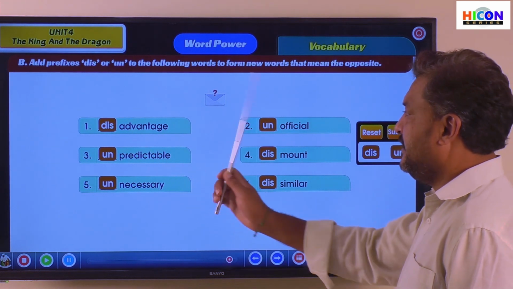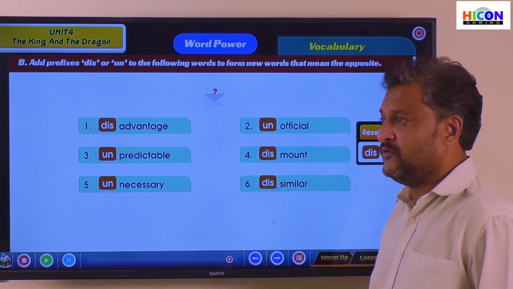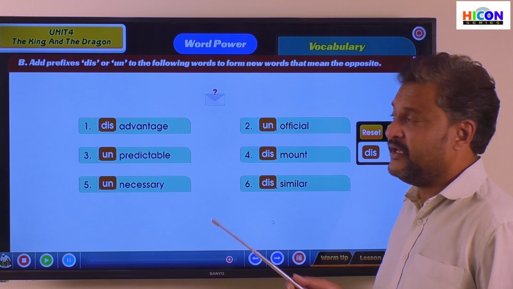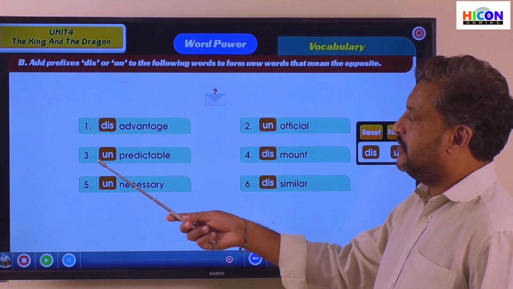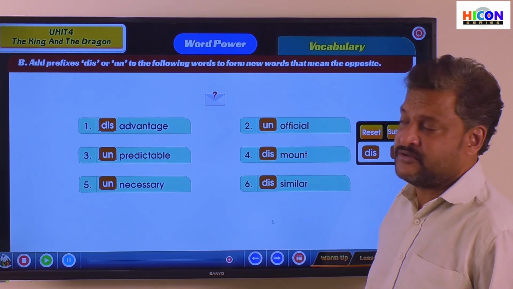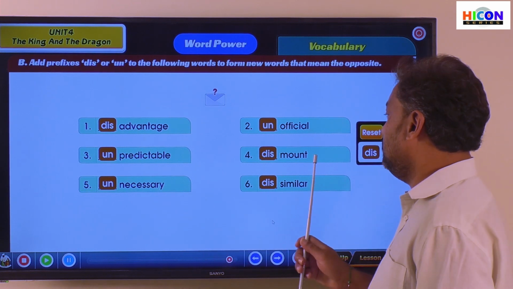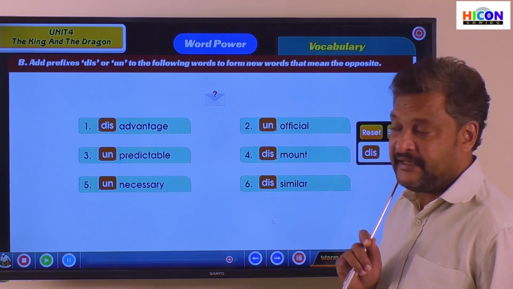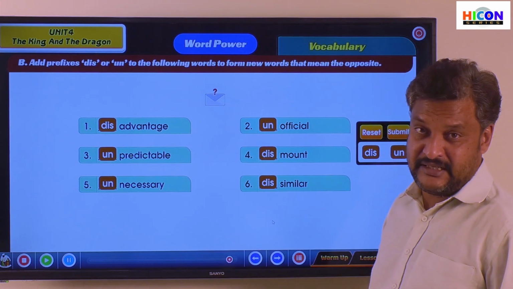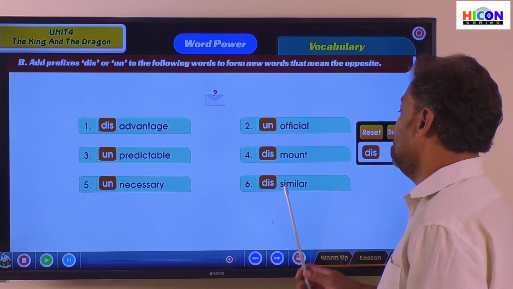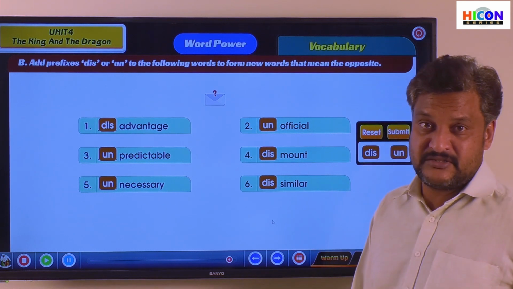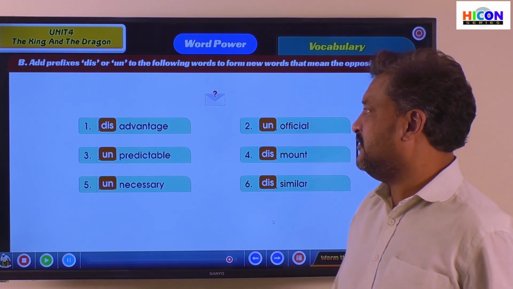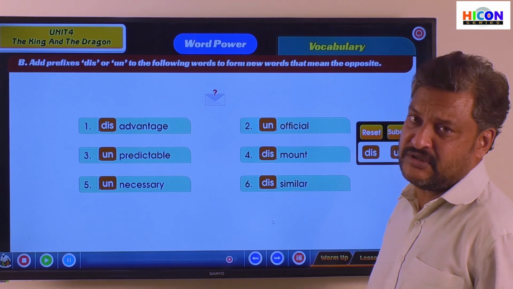Okay, so advantage, the opposite is disadvantage, so we added dis there. Official, the opposite is unofficial, so we added un here. Then predictable is unpredictable, so we added un there. Then mount, the opposite is dismount, so we used dis there. Necessary is unnecessary, so we used un there. And similar is dissimilar, so we used dis. Right? So now I will keep the screen the same for another minute so that you can read these words once again.